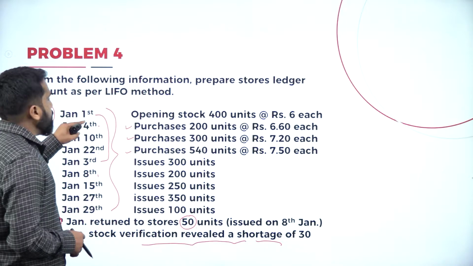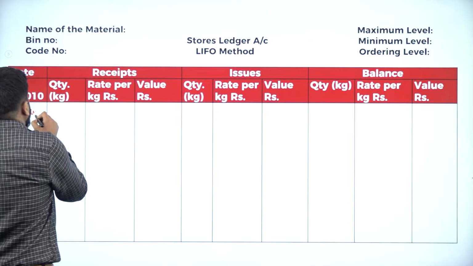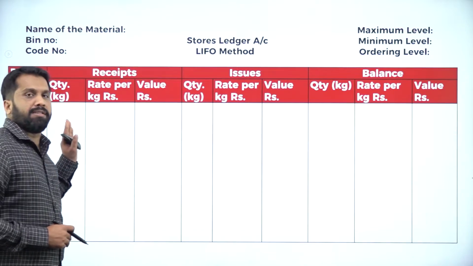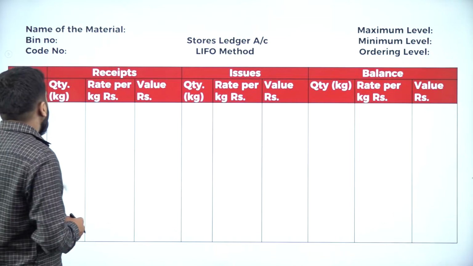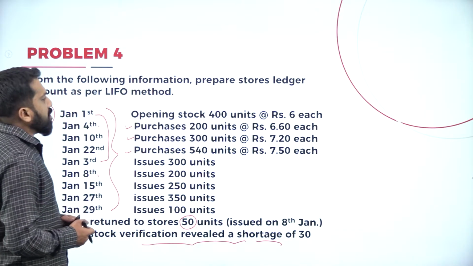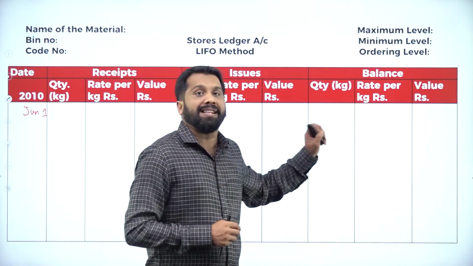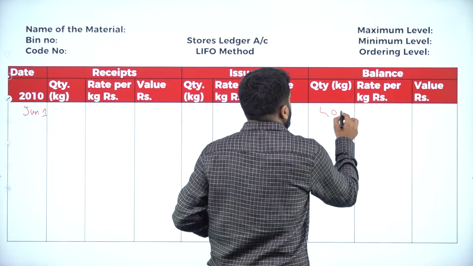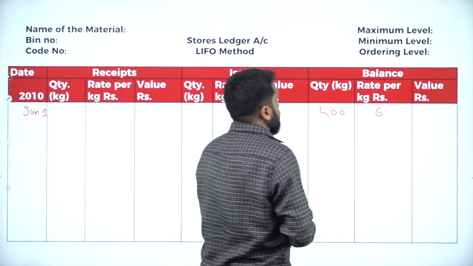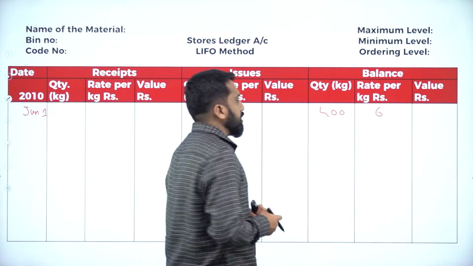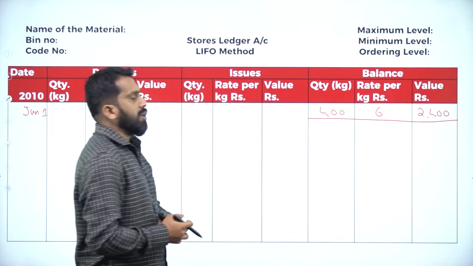As per this, January 1st, opening stock 400 units. The date column is not visible to you because there is no space, but the rest of the things can be seen. January 1st, opening stock 400 units at rupees 6. Opening stock always comes under the balance column. In this, 400 at rupees 6 each. How much is it? 6 fours are 24, so it will be 2400. This is called the opening balance.